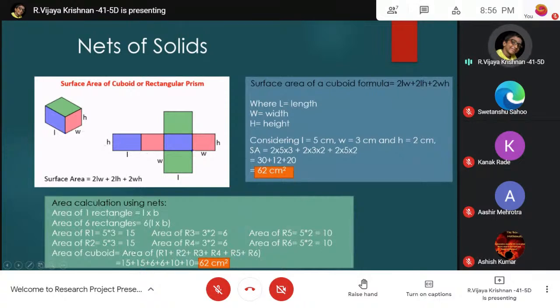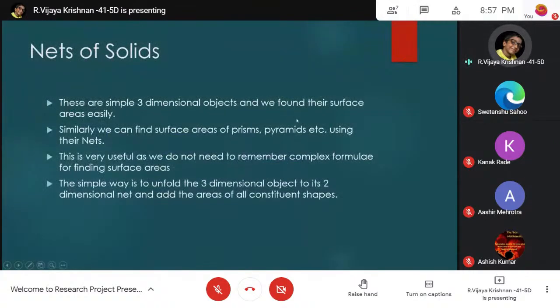Now, how can we find the area using its net? First, I am going to split the cuboid into 6 rectangles. After that, I am going to find the area of one rectangle, and then I am going to find the area of 6 rectangles. After adding the area of 6 rectangles, we get 62 centimeters squared, which is the same as when we calculated using the formula. What I showed are simple 3D objects, and we found their surface areas easily.